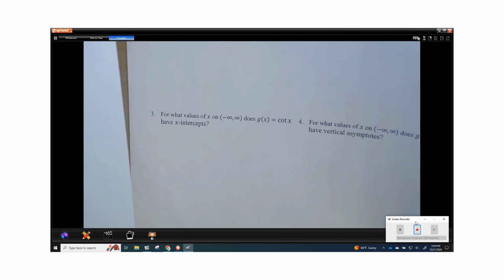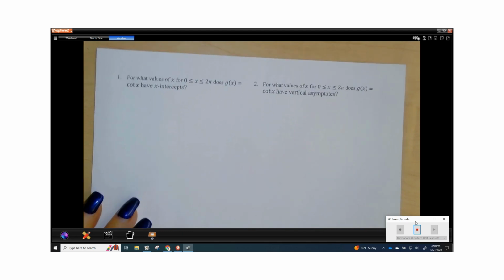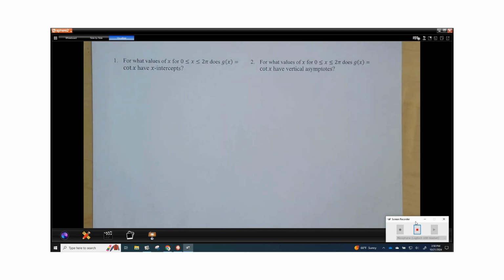Oh, the pages are printed wrong. That's what's going on. Okay, so the last ones, let's talk about cotangent.